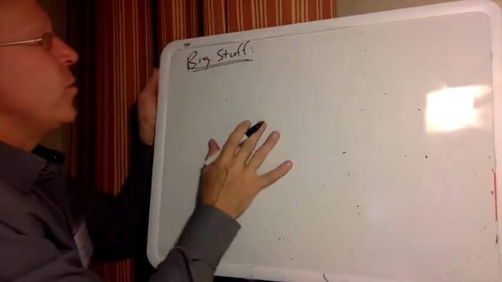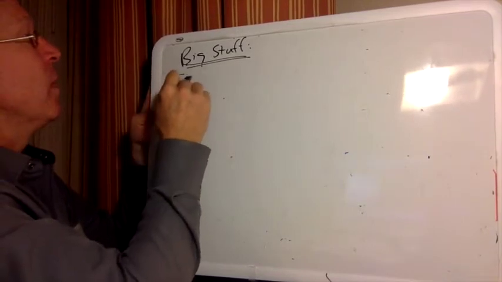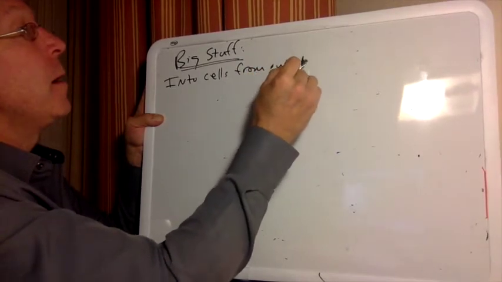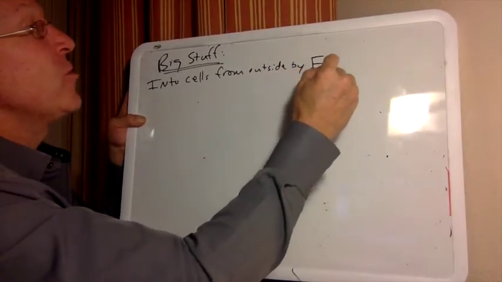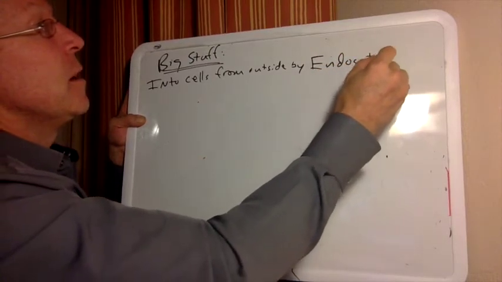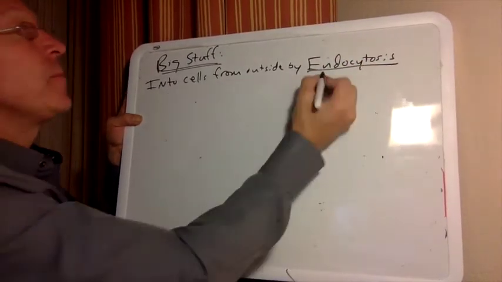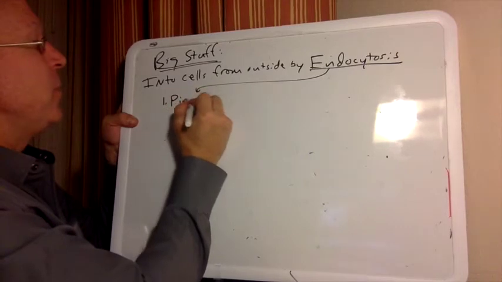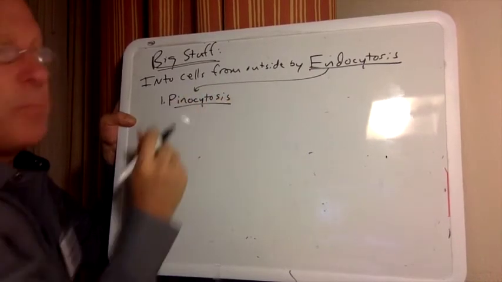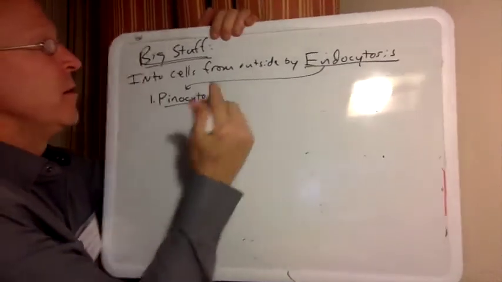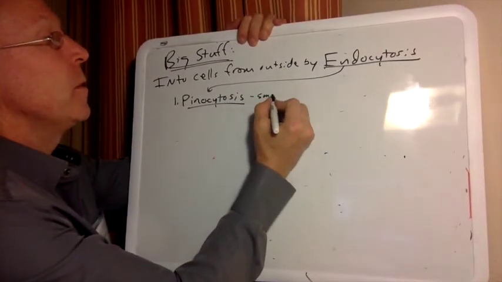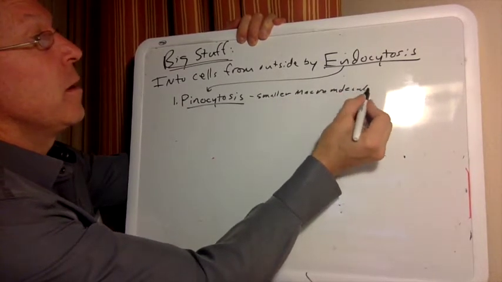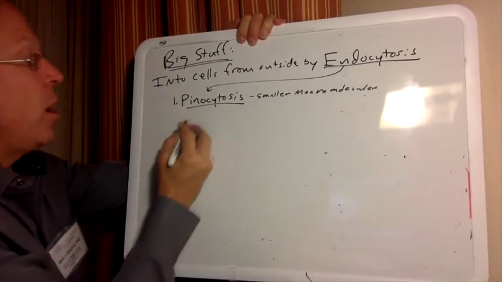Well, the big stuff gets into cells from outside by what we call endocytosis. There's 3 types. One is what we call pinocytosis. Pinocytosis is where smaller macromolecules get into the cell. We're going to draw a whole cell.